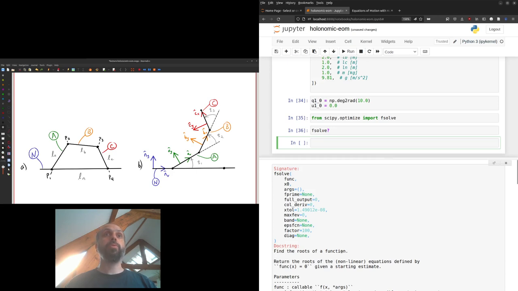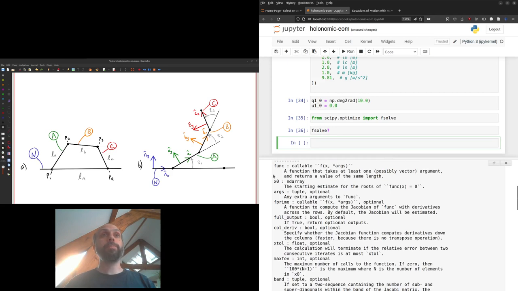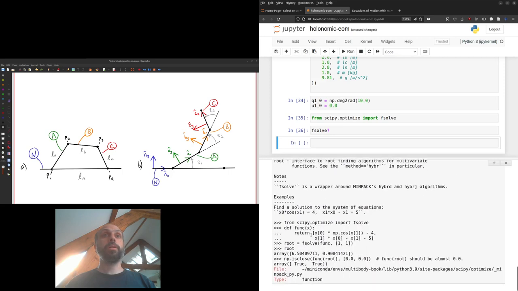Fsolve finds the roots of a function, right? So it can be any nonlinear function, and it can be a vector function. So we can have as many equations and as many unknowns as we want. If you look at the documentation here, we have to give it a starting estimate for the roots. So nonlinear equations in general are going to have multiple solutions, so you have to give it a good guess for it to give you a proper result there. We have to create a function here that evaluates the holonomic constraints given the unknowns we want to solve for, x. We give it a guess, and then we solve it, and it finds our solution.